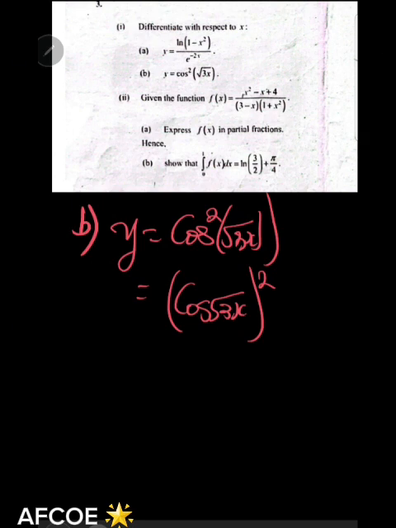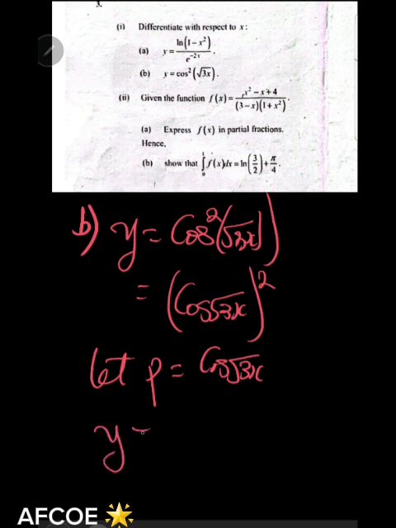So to find this, I would really like you to take it step by step. So what I will do here is say let p equal the cos of the square root of 3x. Then which now implies that my y will simply be p squared. I'll just replace all this with p, and I'll just get my p squared.